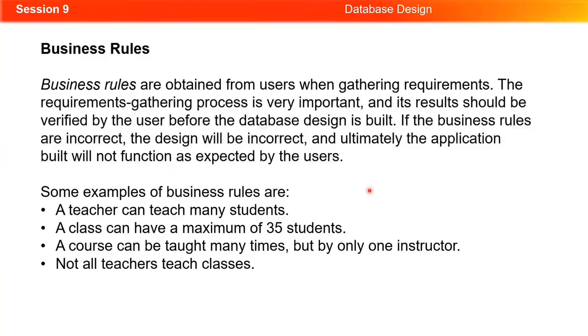Some examples of business rules are, again, a teacher can teach many students, a class can have a maximum of 35, a course can be taught many times but only by one instructor, and not all instructors teach classes. These are more examples of enterprise type rules and requirements that we look to implement through our application and database design.